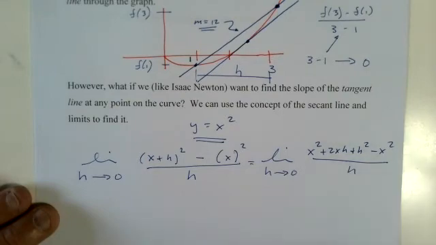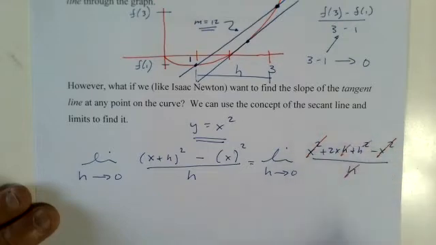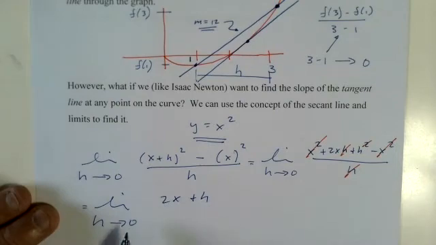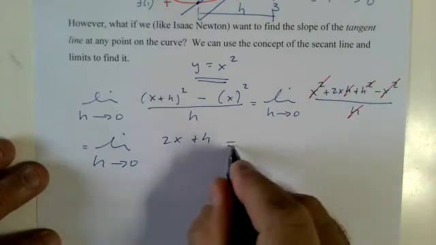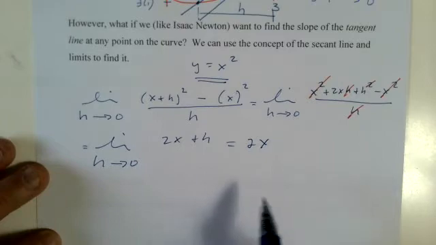Watch carefully. X squared minus x squared vanishes. H cancels here and here. We're left with two x plus h. Nothing on the bottom. Slick. H goes to 0. We're left with 2x. All right. And that's it. That's the answer. That gives us the slope.